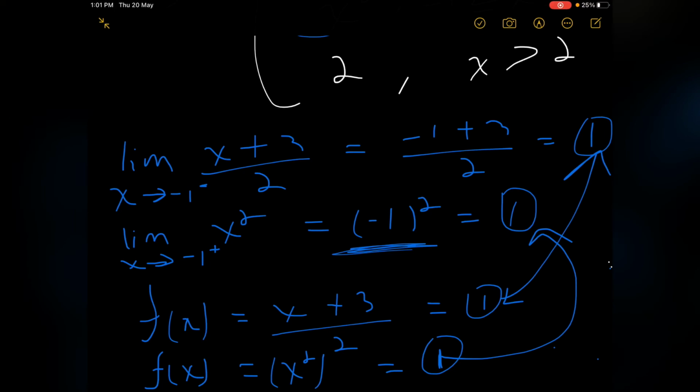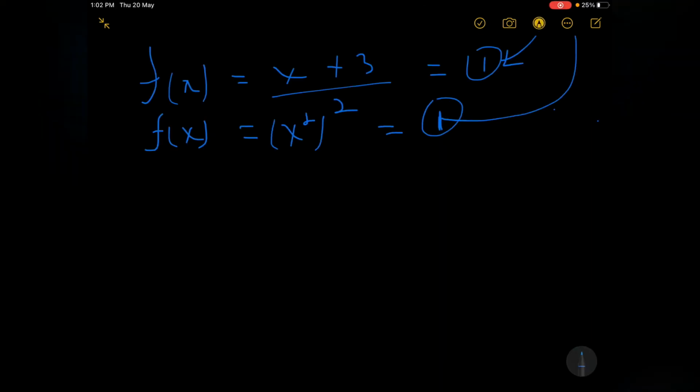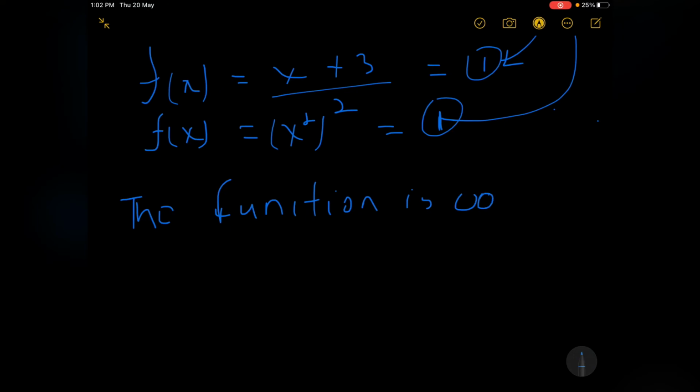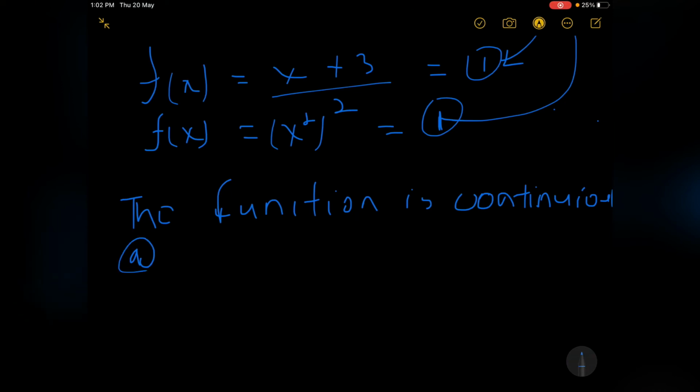So since f of -1 is equal to the limit of the functions as x approaches -1, then we can say our function is continuous. So we can write our statement to say the function is continuous at x equals -1.